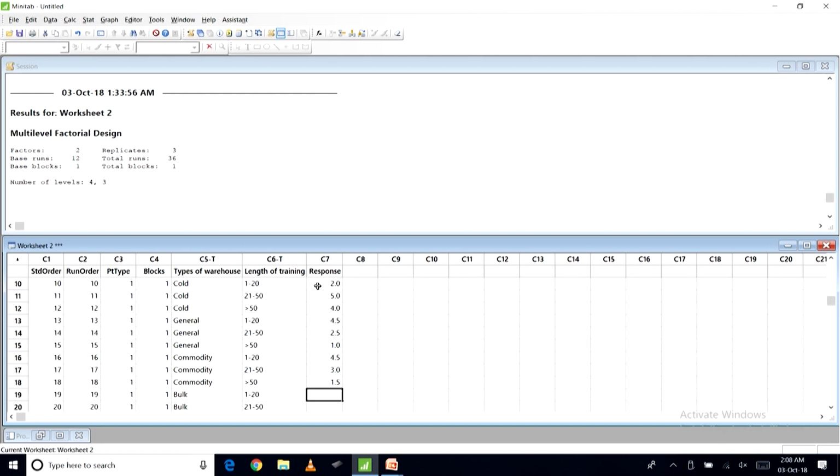As I said, if you have got large number of factors and levels, try to reduce number of replicates, right, because you would be otherwise consuming a lot of time and efforts. So, this is how you are supposed to enter data.